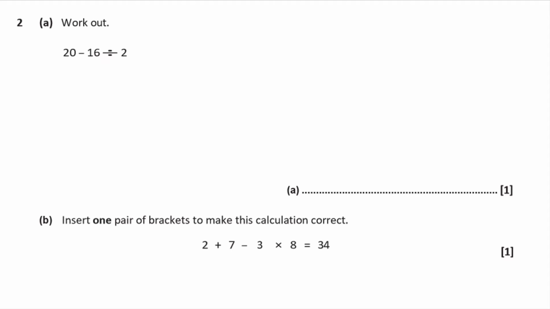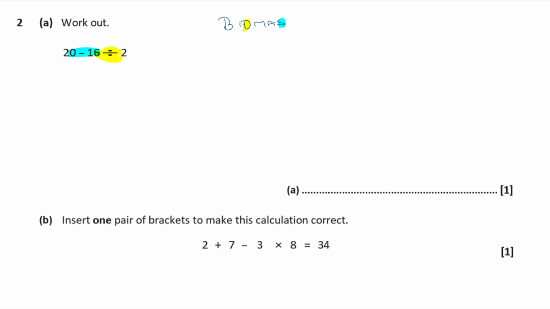Question 2, work out 20 minus 16 divided by 2. Now before you dive in, just remember the order of operations, which is the order that we do these things in, and we use BIDMAS to try and remember which way round it goes. I've got a division and I've got a subtraction. So what comes first? In BIDMAS you can see the D comes first. I'm going to do that first.